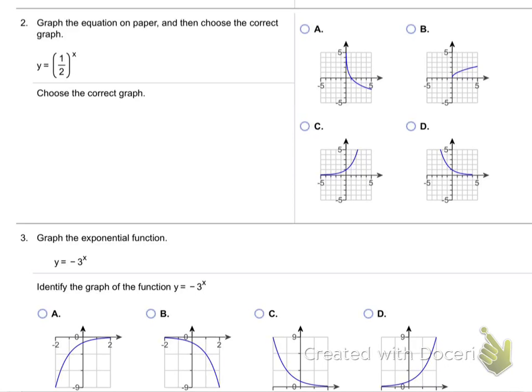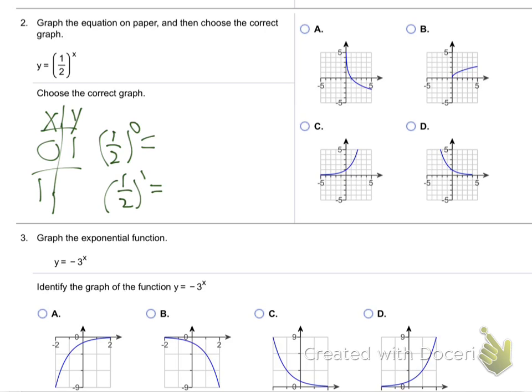Try number 2. Make a little XY table. Put in 0 and 1. This making sense? So make a little XY table. Put in 0 and 1. What is a half to the 0 power? 1. Yeah, anything to the 0 power is 1. What is a half to the 1 power? Half. It's going to be a half, huh? So let's do the graph. Now, this is exponential. So which one's going to have the point over 0 up? Well, it's going to be like this, over 0 up 1.